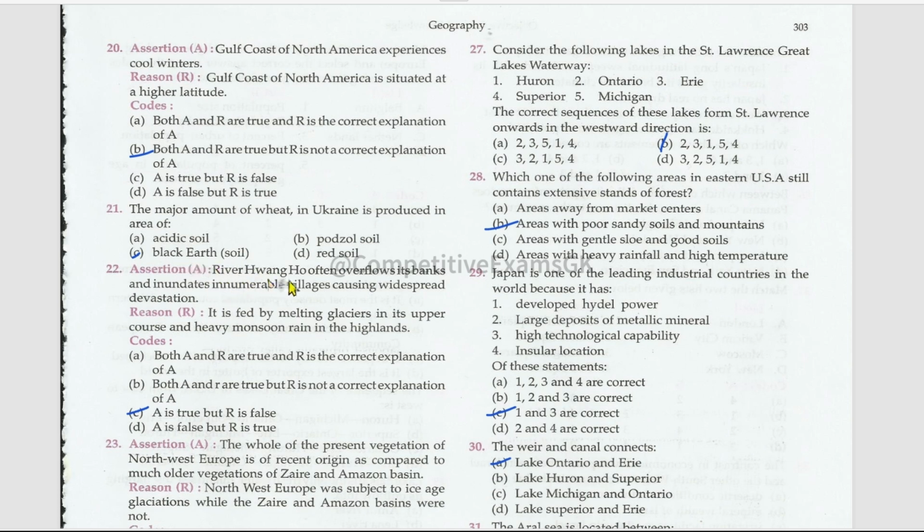Assertion. River Hwangho often overflows its banks and inundates innumerable villages, causing widespread devastation. True. It is fed by melting glaciers in its upper course and heavy monsoon rains in the highlands. False. Only assertion true, but the reason is false.